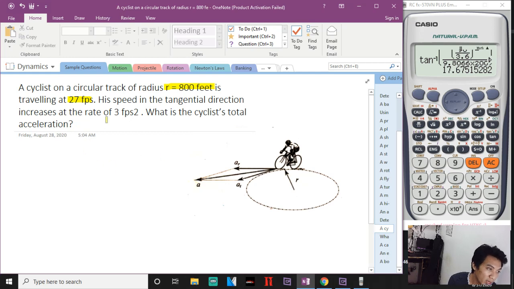Okay? And increases the rate at 3 feet per second squared. That is your acceleration. Okay? What is the cyclist's total acceleration? Anong hinahanap dyan? Okay? Total acceleration daw. Now, paano mahanap yung acceleration? Di ba kanina pinili dito?